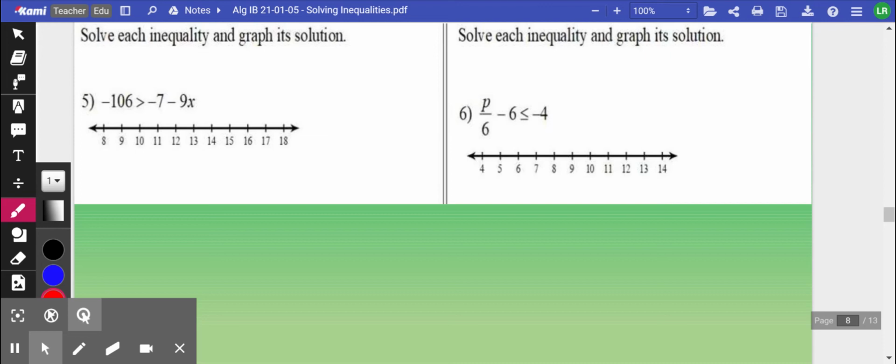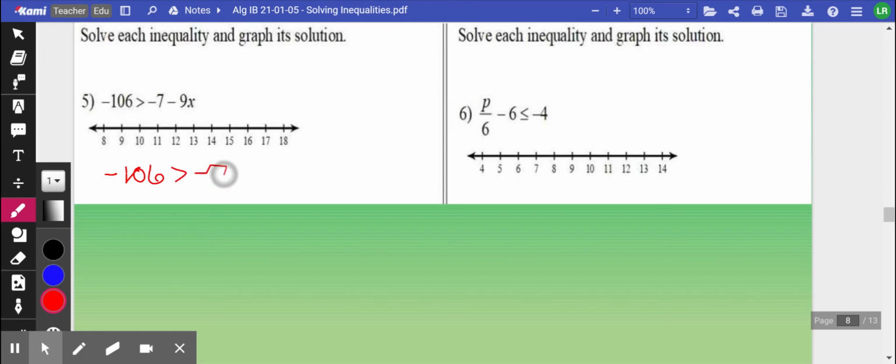All right. So let's go ahead and let's go over these. Negative 106 greater than negative 7 minus 9x. Oh, that's really lagging on me. Okay, there's my equal sign. So I have to move the negative 7. Means I'm going to go plus 7 on both sides. 0 gives me negative 99. And don't forget about this negative sign that's attached there. When I drop it like it's hot, that's going to be a negative 9x.